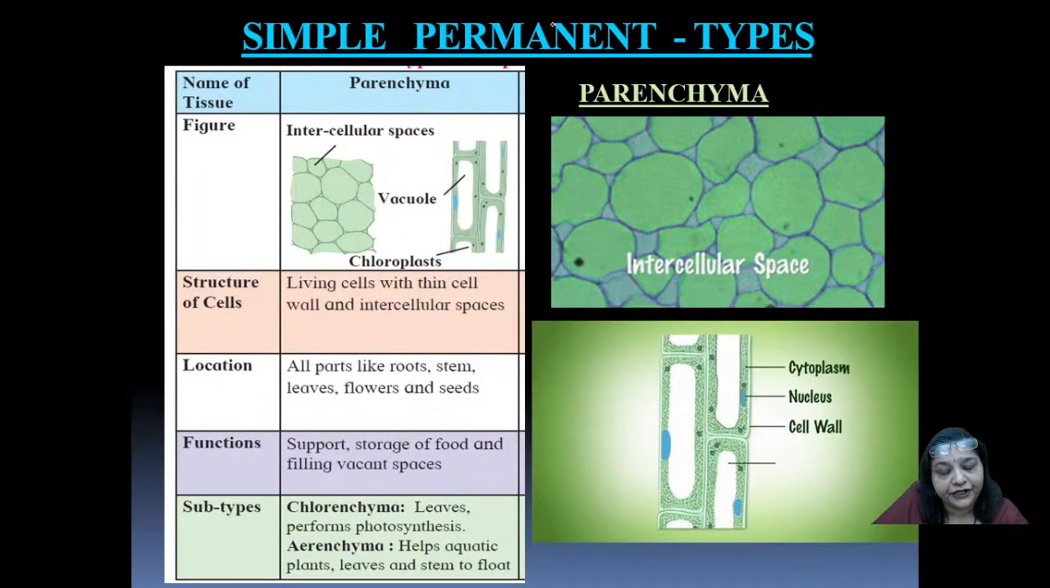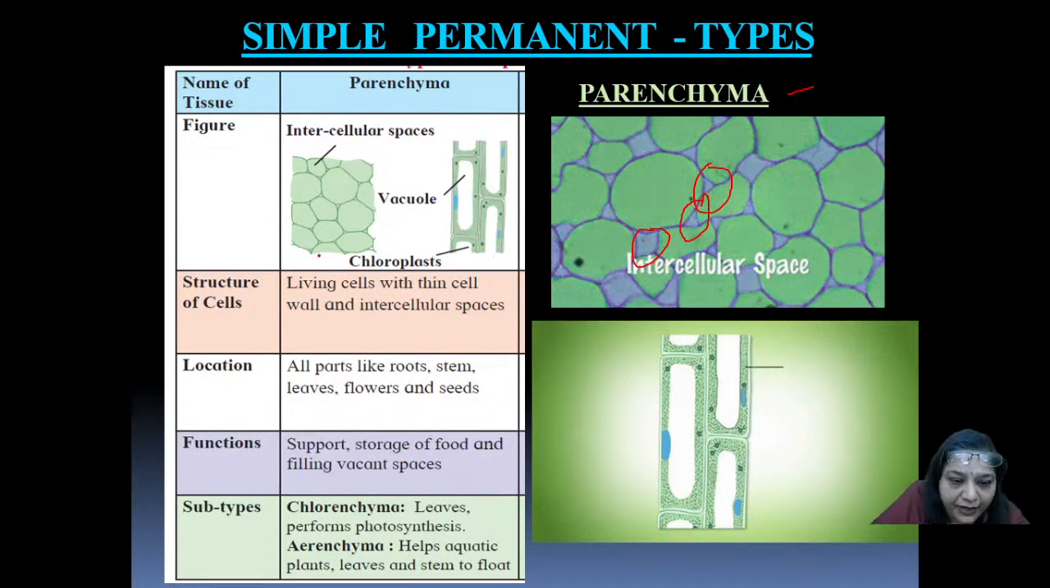The simple permanent tissues are basically of three different types. One is the parenchyma tissue. Let us talk about parenchyma tissue first. If you see the cells, they are all living cells, contain a nucleus, but they have a thin cell wall and intercellular spaces. Here you can see the intercellular spaces around that are formed because of the adjacent cells grouped together. They are all intercellular spaces.